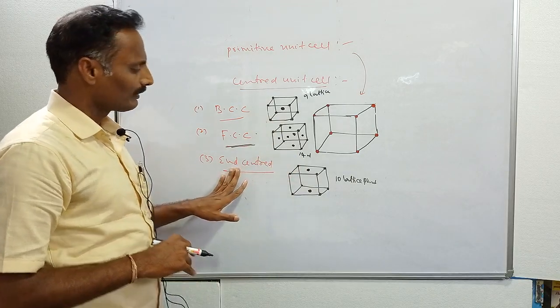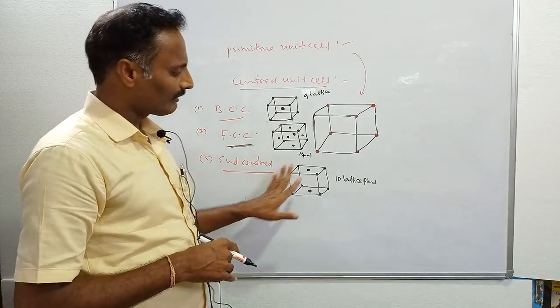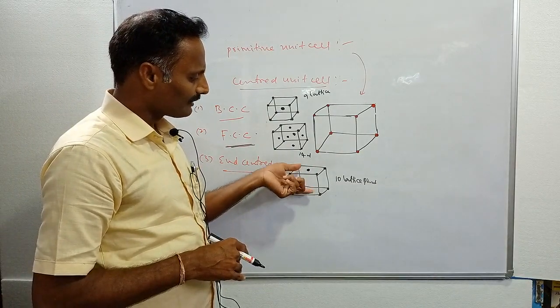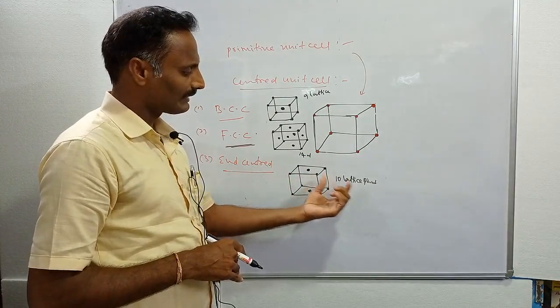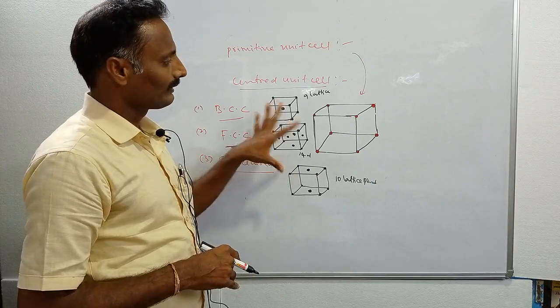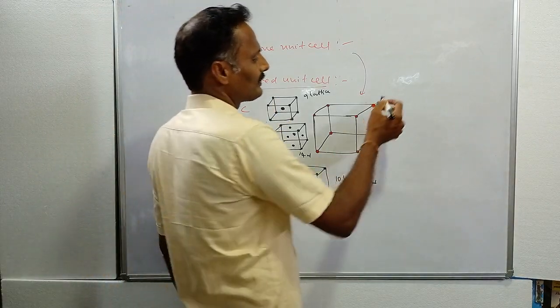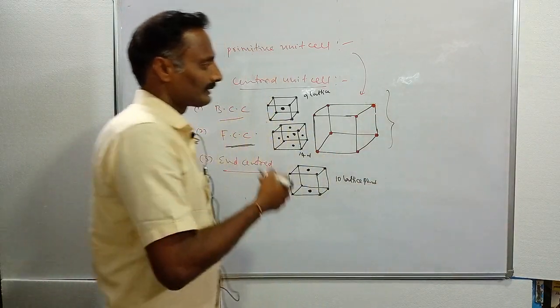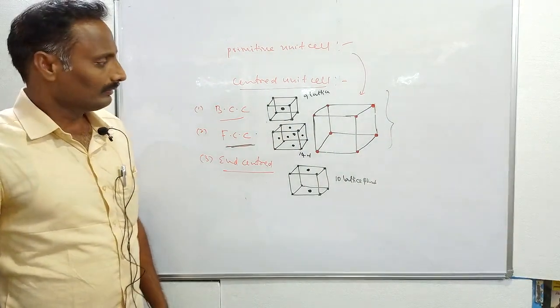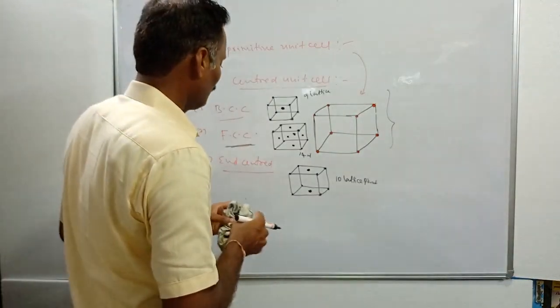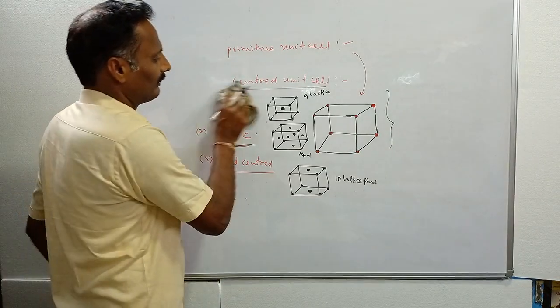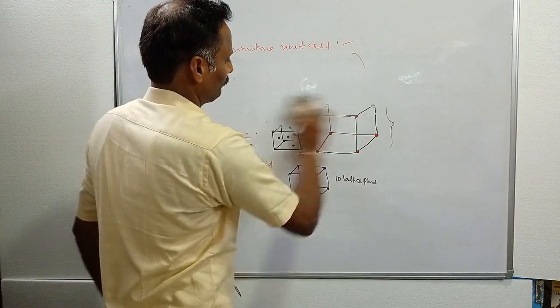In case of an end centered unit cell, it has 8 corner particles, and any 2 opposite faces contain 2 particles. In total it contains 10 lattice points. These are the different types of unit cells we come across in a crystal lattice. Then after that you come across the number of particles in different types of unit cells.